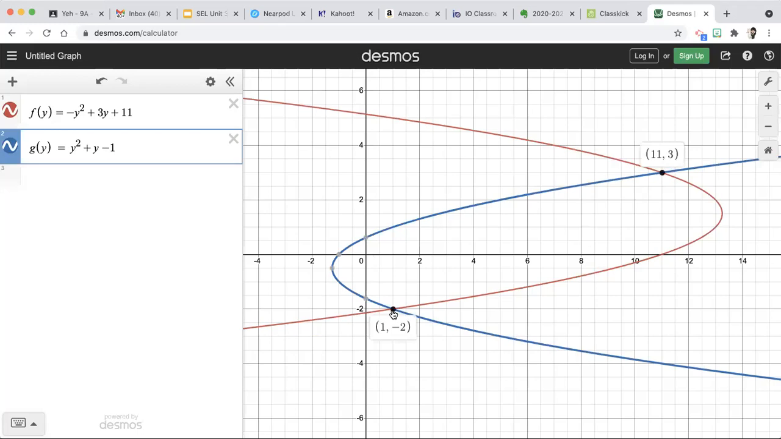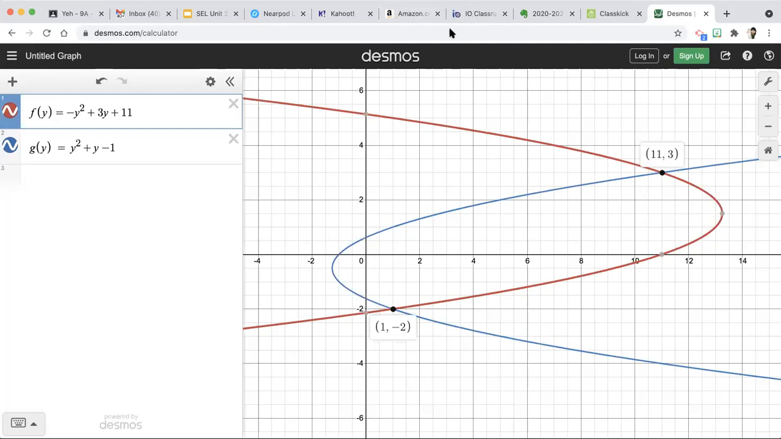My intersection points are at (1, -2) down here, and (11, 3) up here. And of course, when you do graph it, you can also see that f of y is more positive. When you rotate it, the f of y would be on top.